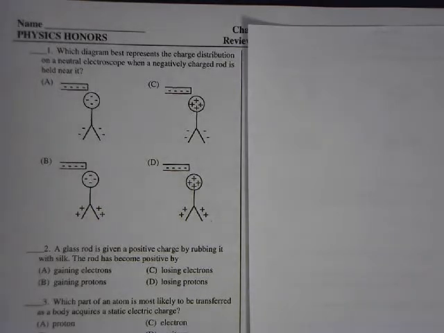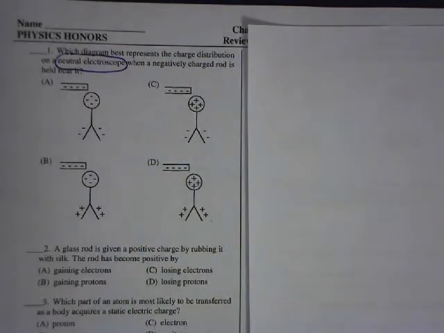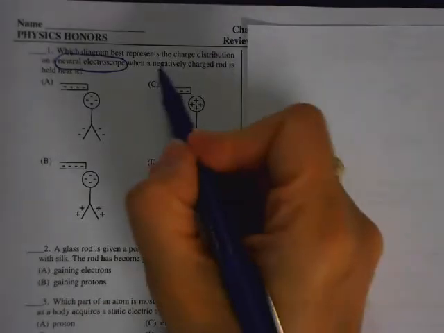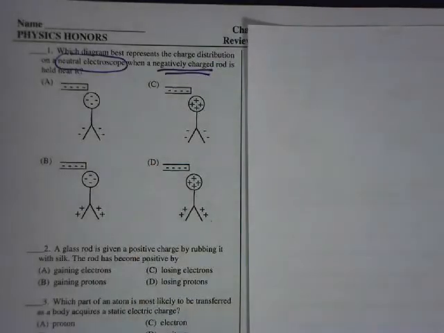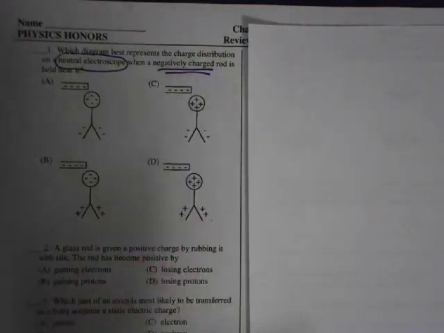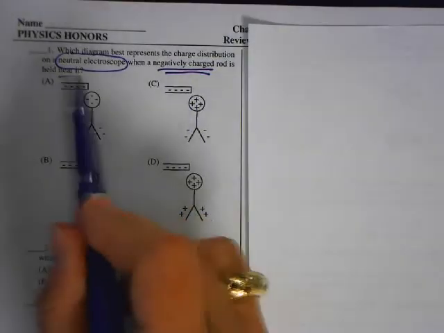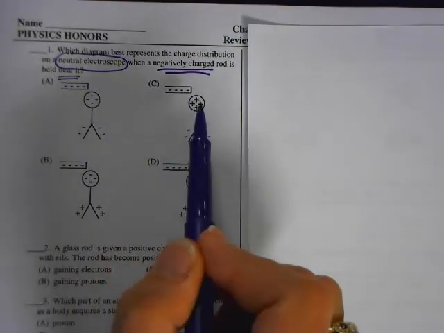Number 1. Which diagram best represents the charge distribution on a neutral electroscope when a negatively charged rod is held near it? This goes back to our lab. First of all, they all show negative rods. Remember, it's not touching it, it's brought near, and we want to see what's going to happen.